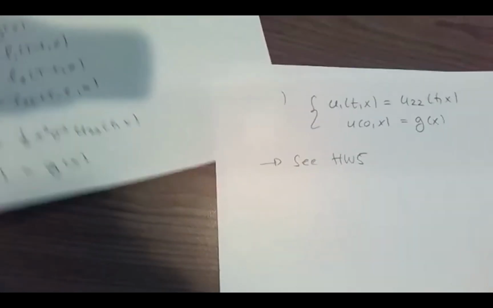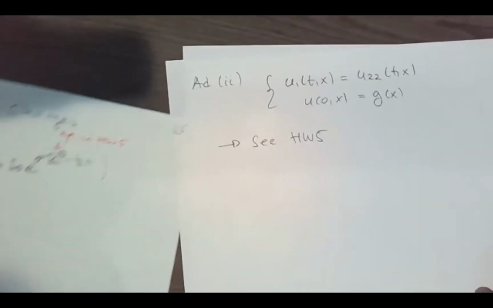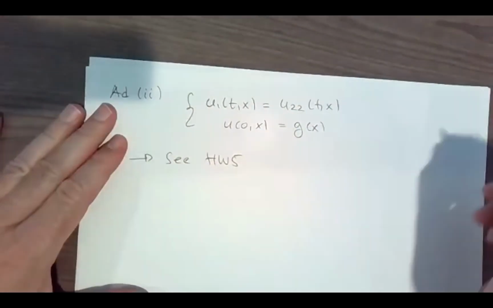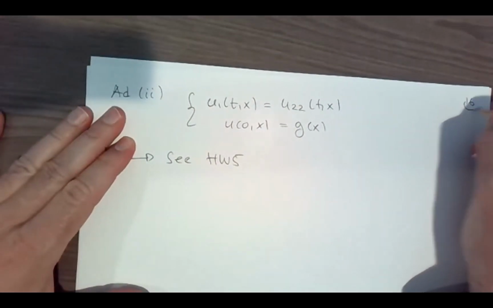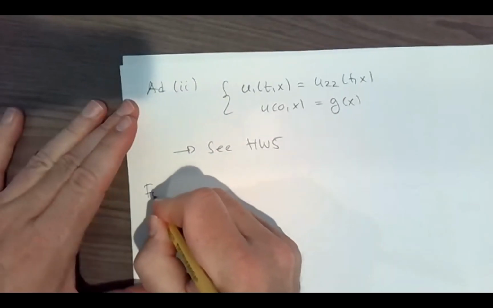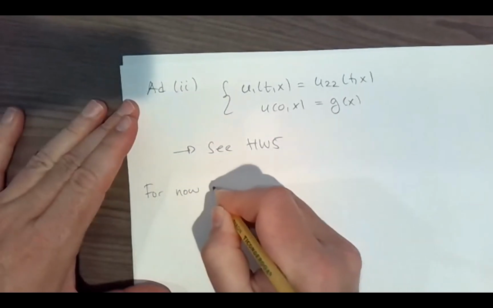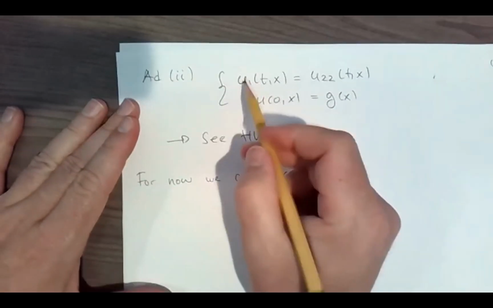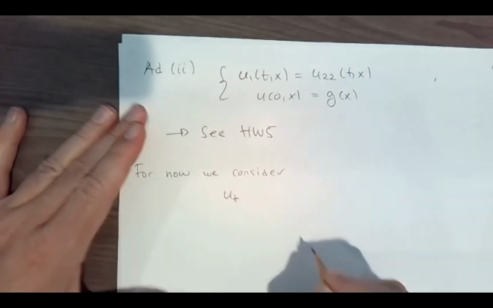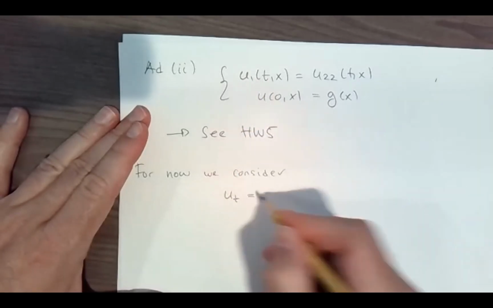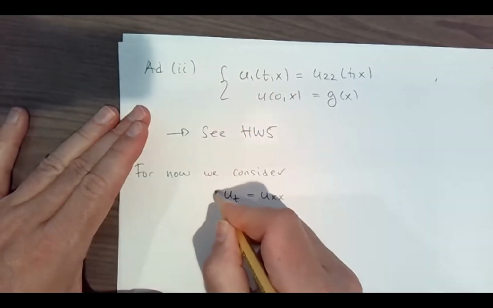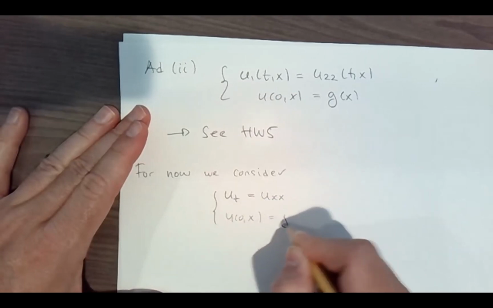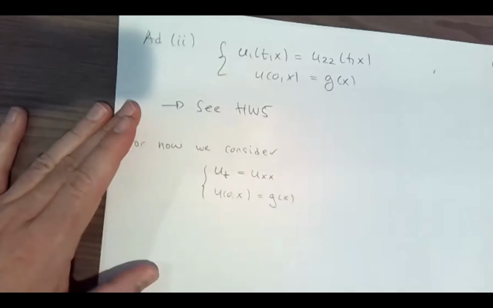After the break, we're going to be talking about numerical methods for this equation here. So we'll use, for now, we consider this, and I'll start writing u_t being u_xx, and then I'll have u at 0 being g of x.